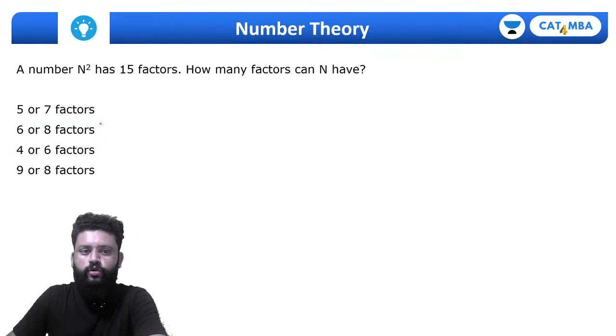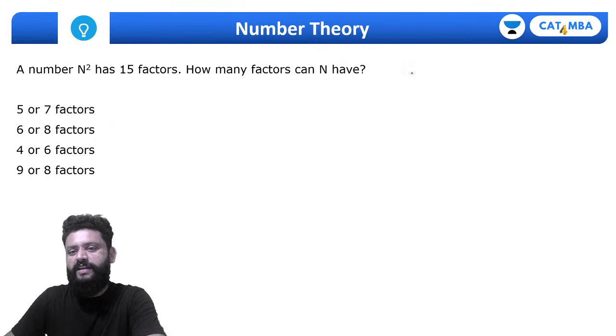देखो गाइस, n स्क्वायर को 15 फैक्टर्स है, तो 15 फैक्टर्स कैसे आया होगा? कैन यू टेल मी अ नंबर जिसको 15 फैक्टर्स है?